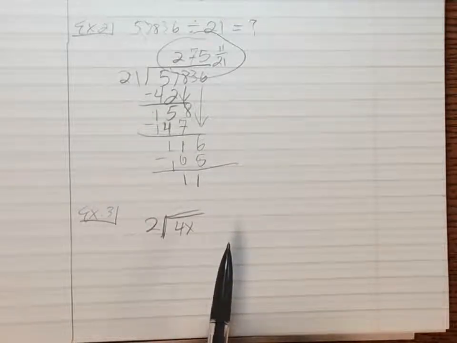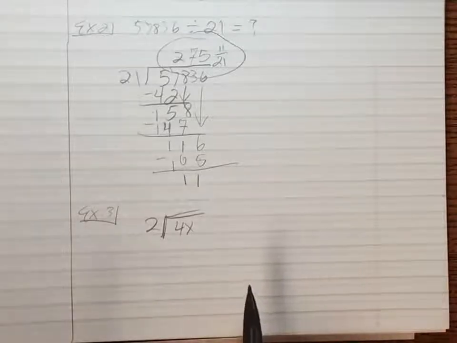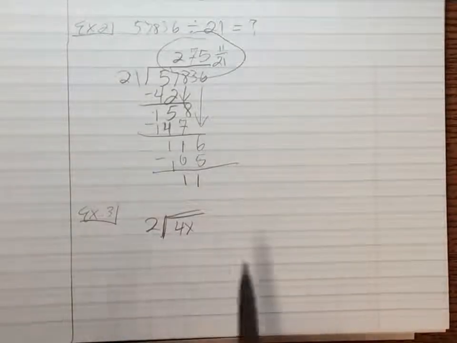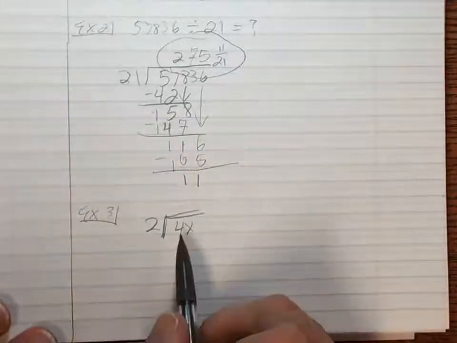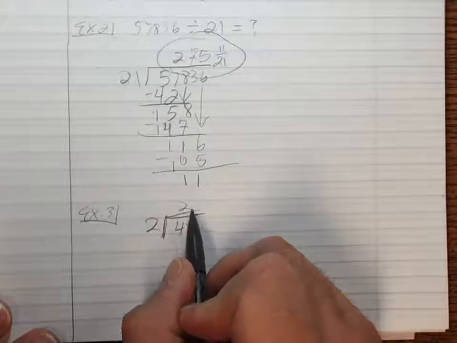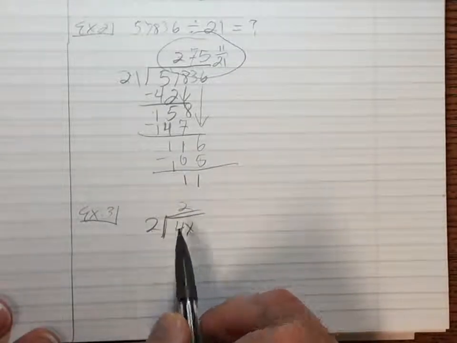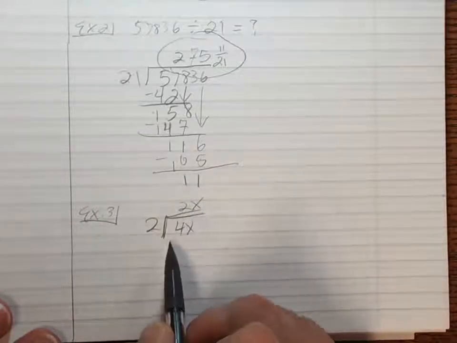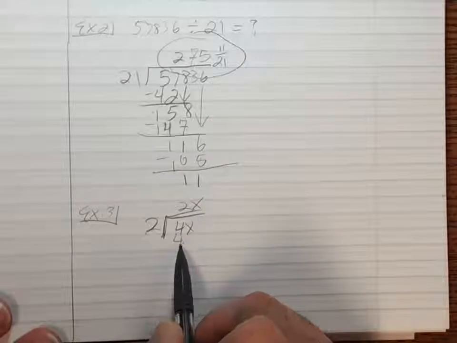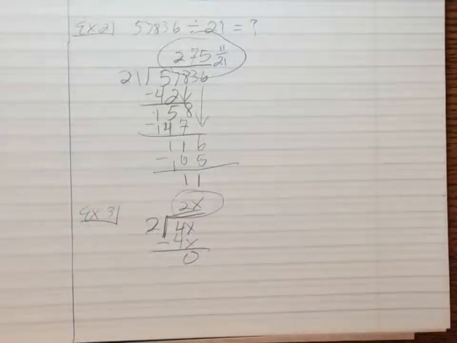All we have to do is make sure that when we're handling the variables, we do it properly, which is fine. Remember, numbers go with numbers, variables go with variables. So in this case, I would divide 4 by 2, right? So 4 divided by 2 is 2, and I have an x. I'm not dividing by any other x's, so I still have an x. So I have 2x. 2x times 2 is 4x, and when I subtract, I get 0. So I get 2x.